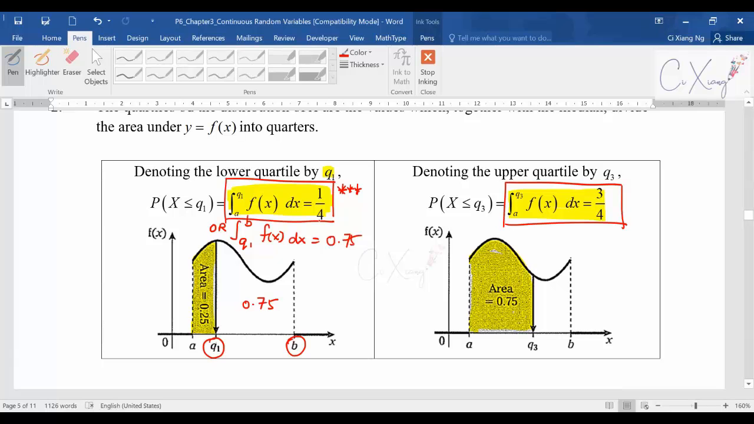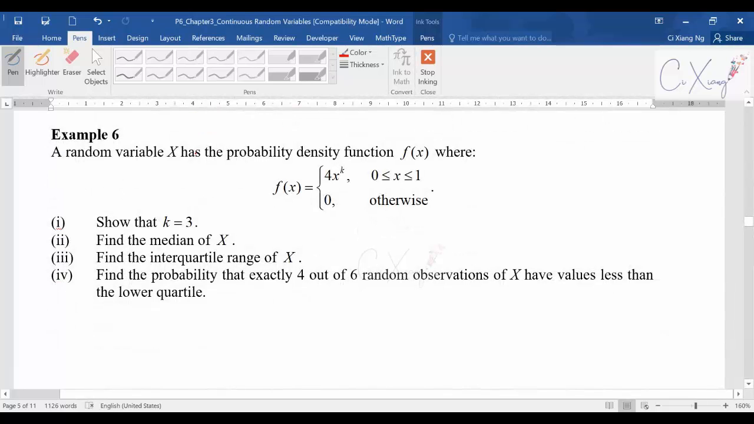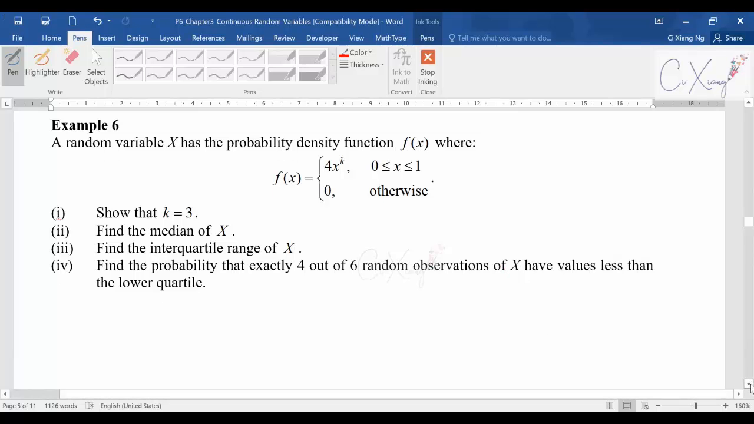Okay, so let me have a look. Example 6. Maybe I can discuss example 6 with you, and then you need to try some other examples later. So let's start with it. They give you a probability density function, which is f(x) equals this function, and the domain given is x between 0 until 1 only.